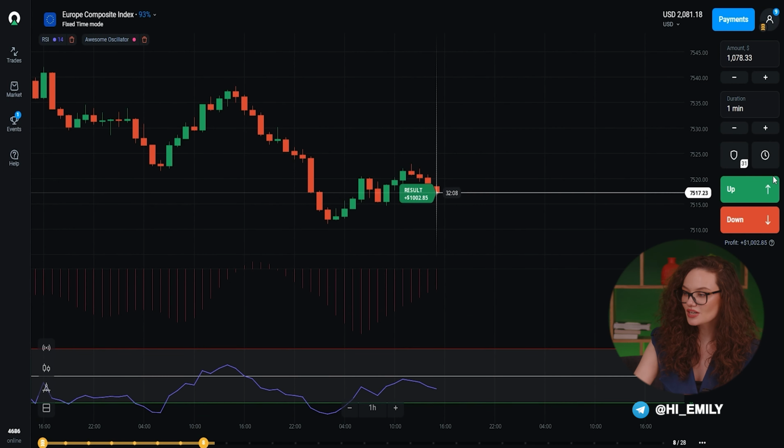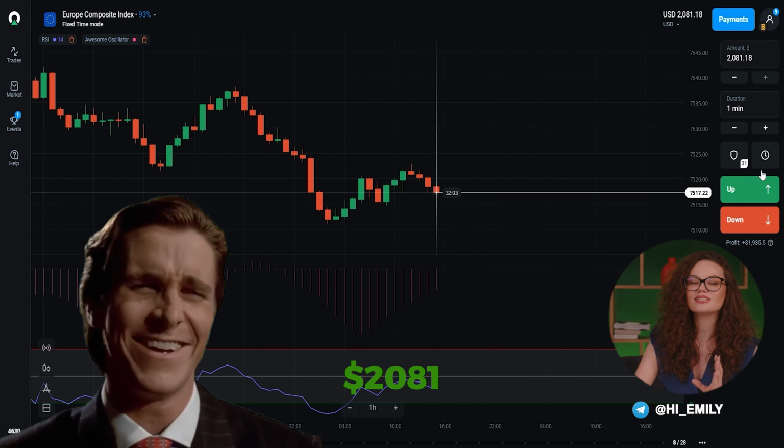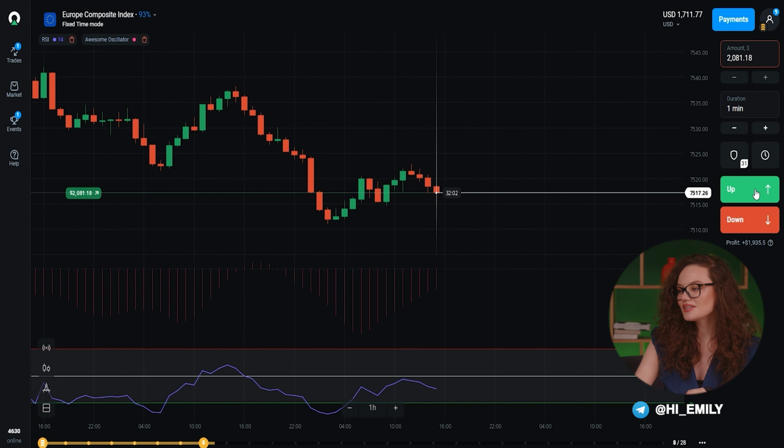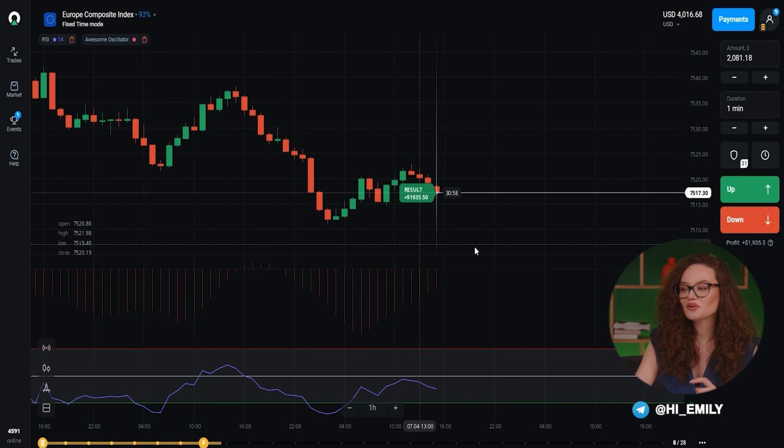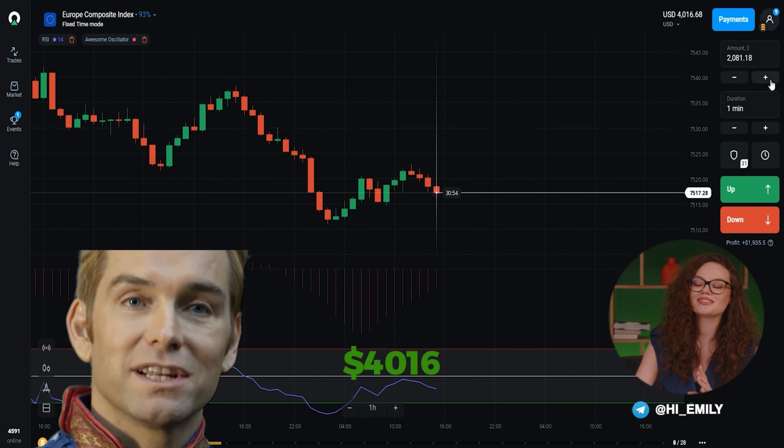Another successful transaction was added to my bank and the balance now is $2,081. This time we are opening a 1-minute rise deal. Here again we see the intersection of the moving average, which gives us a signal to increase. So the deal is over, the next correct deal, and again in a row we observe our balance at $4,060. Our strategy is coming to an end.